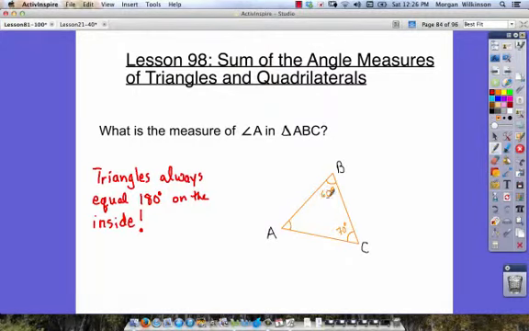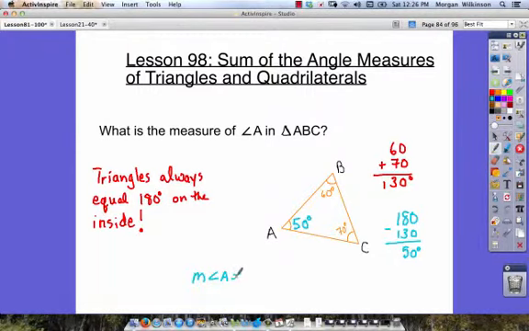So if they always equal 180 degrees, if we know 60 plus 70, that must be 6 plus 7, that's 13, so it must be 130 degrees total. If we know everything adds up to 180, we can find our answer by saying 180 minus 130, and that must be 50 degrees. So we'd have our answer for A. A must be equal to 50 degrees.